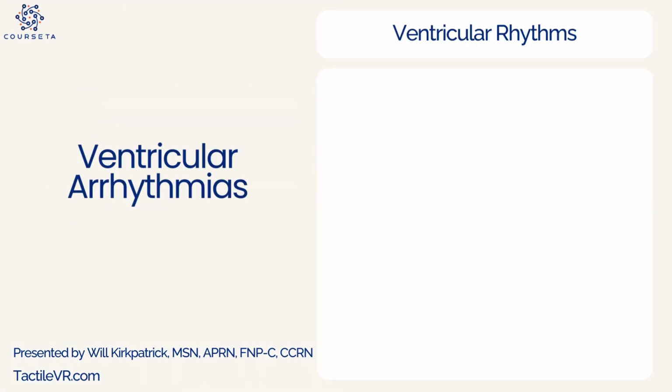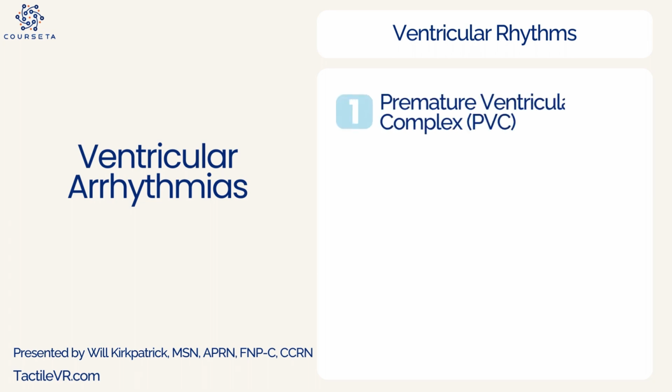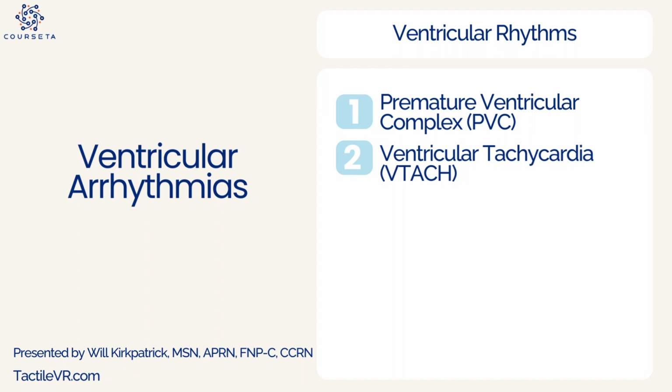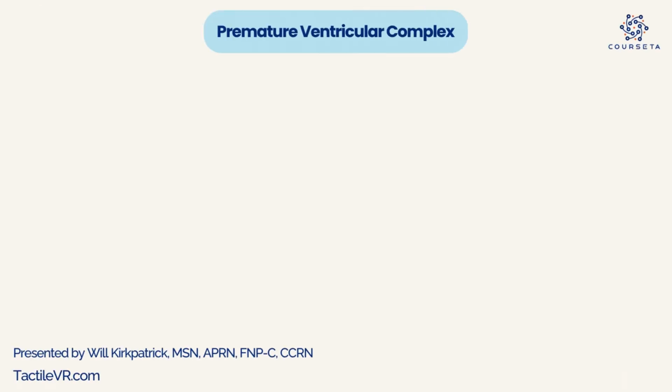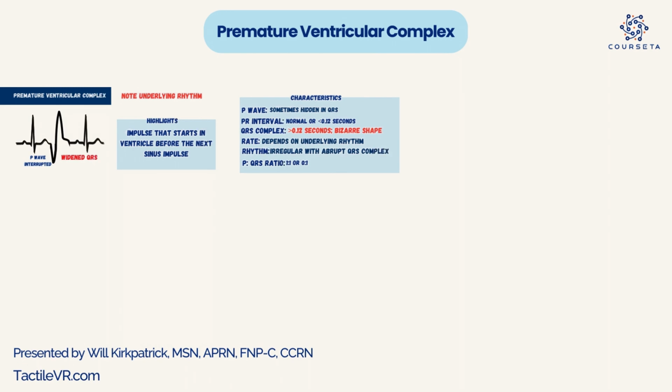All right, guys, so next is ventricular rhythm. So your options with ventricular rhythm are premature ventricular complex, so PVC, ventricular tachycardia, ventricular fibrillation, and then you have idioventricular rhythm. The highlight of a premature ventricular complex is that it is a spontaneous and random impulse that starts in the ventricle before the next sinus impulse. All right, so it's a widened QRS complex that just interrupts the underlying rhythm.